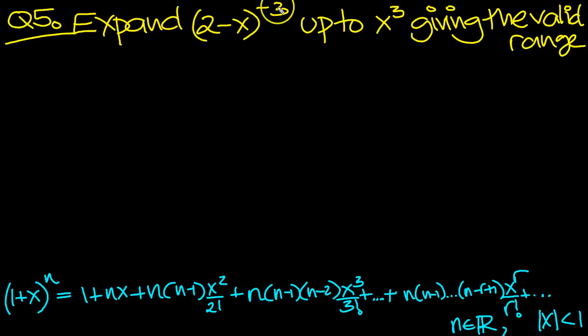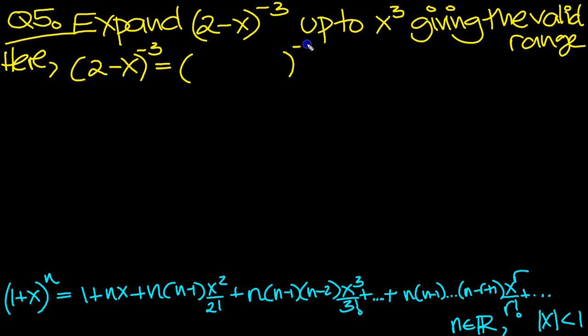Expand (2 minus x) all to the power minus 3 up to x cubed, giving the valid range. So let's have a look at this. Here we need to get it into the form 1 plus the input x to the power n, and we've got a 2. So we need to simplify this bracket. So 2 minus x to the power minus 3.